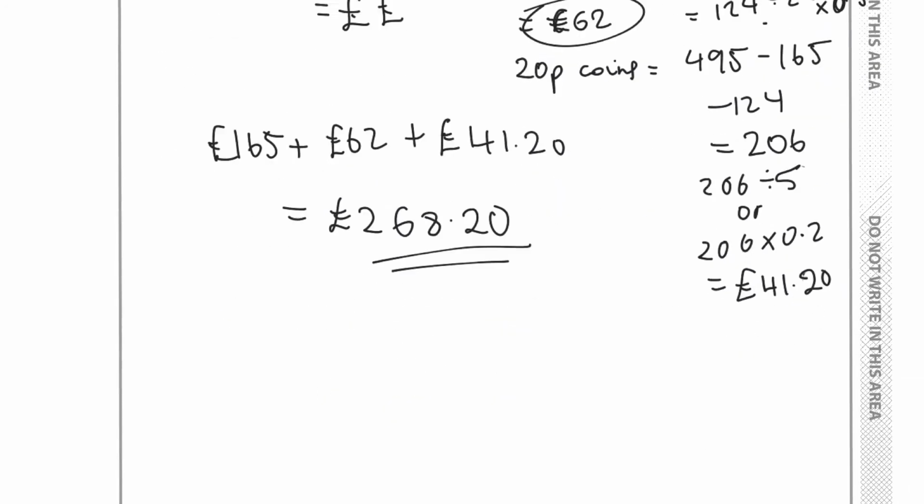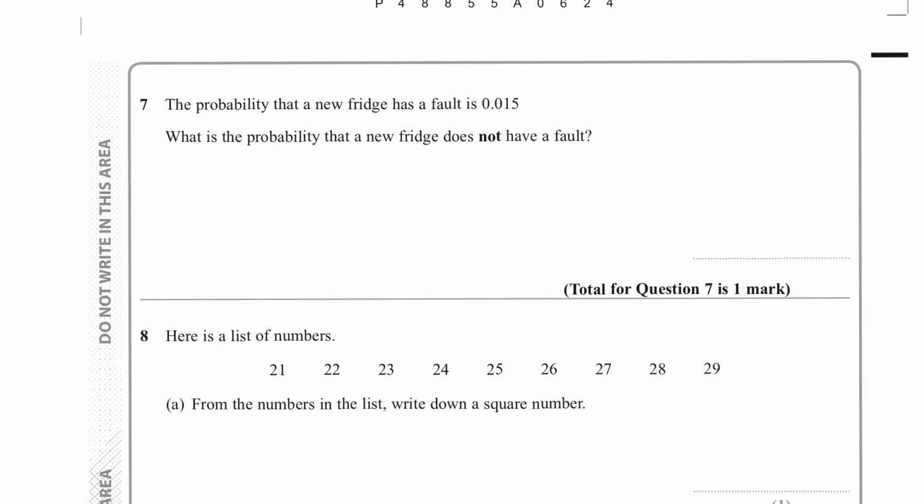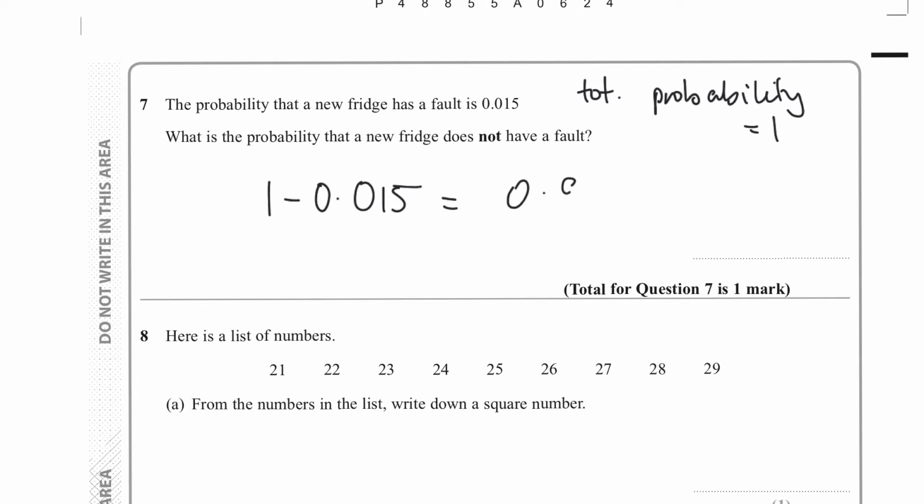That's the total value. Okay, so moving on to question 7. It says the probability of a new fridge having a fault is 0.015. So we need to work out the probability that the fridge does not have a fault. We know total probability adds up to 1. So if the probability of having a fault is 0.015, then not having a fault would be 1 minus 0.015, which, if you put that into your calculator, leaves you an answer of 0.985.